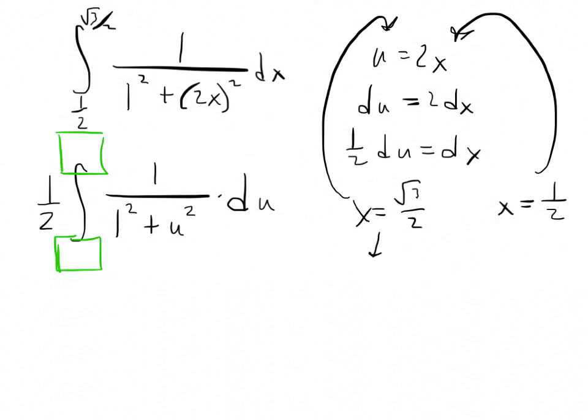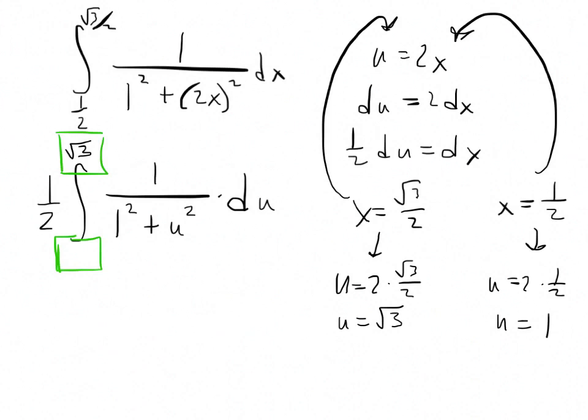So this bound is going to become u equals 2 times root 3 over 2. So that means u is root 3. That's my top bound. And this one becomes u equals 2 times 1/2, which is 1. And so that means that bottom bound is going to be 1. So now that I have my new u bounds, I can actually take this integral.